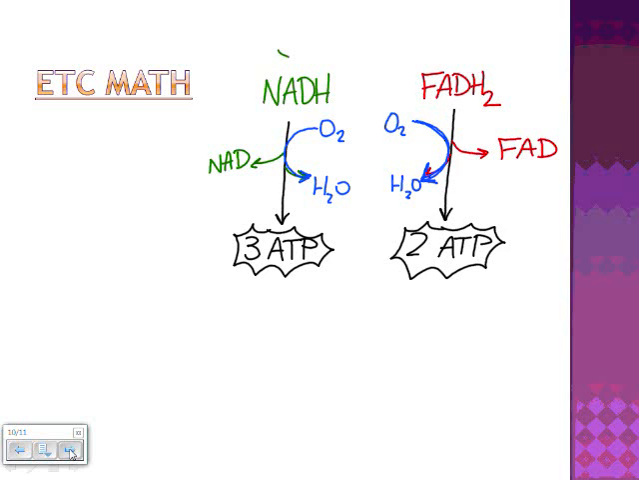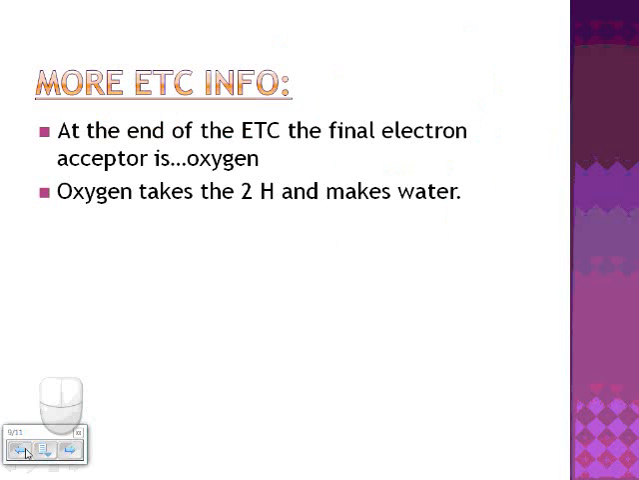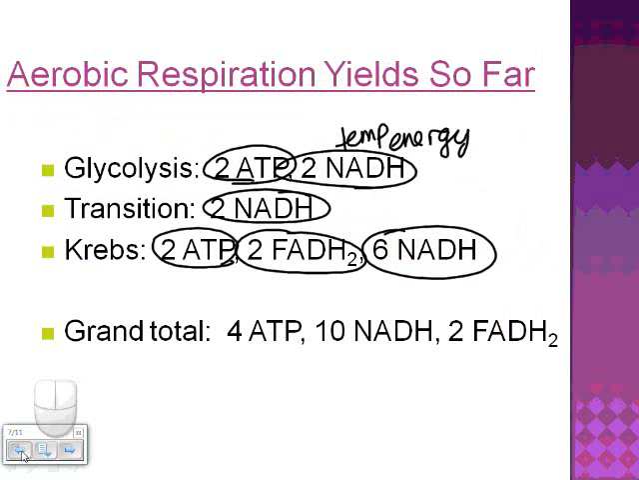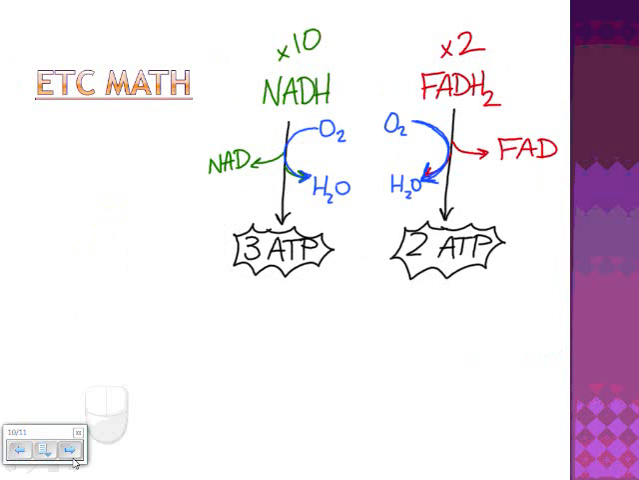What we actually had were 10 of them. And FADH2s, we had 2 of them. Because if we go back and look at what we had gotten so far, what we had so far was that we had 10 NADH and 2 FADH2s. So, 10 NADH, 2 FADH2s, which means really, this is times 10.